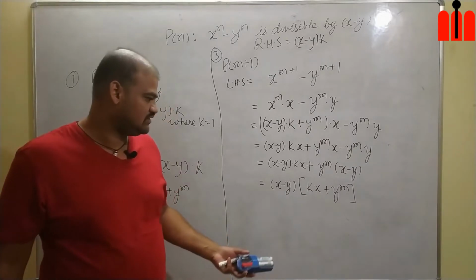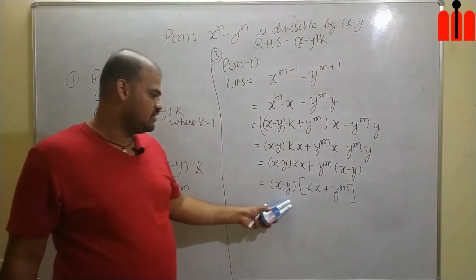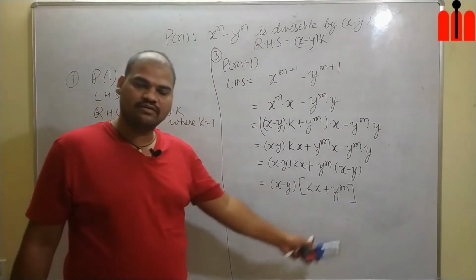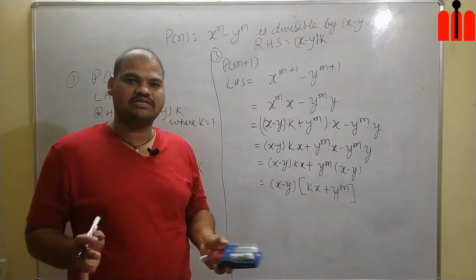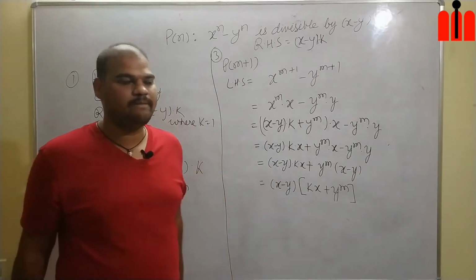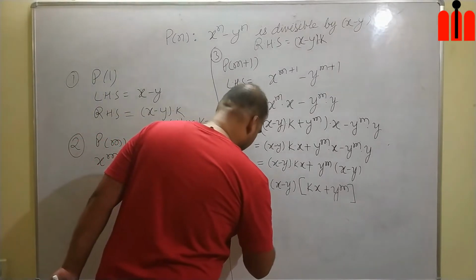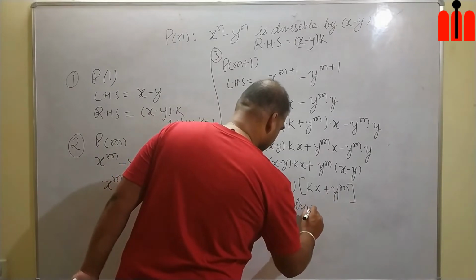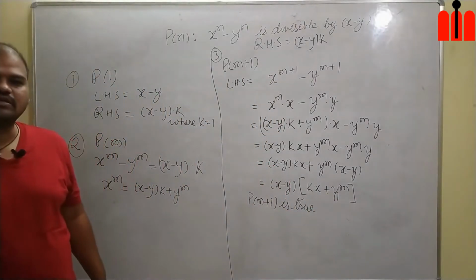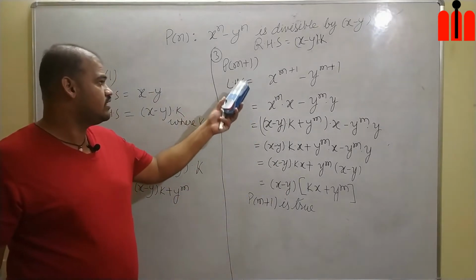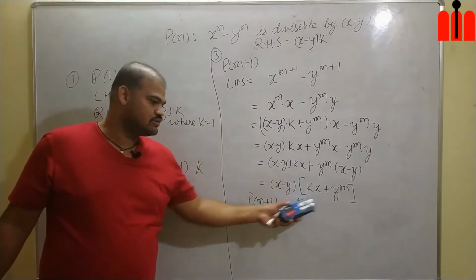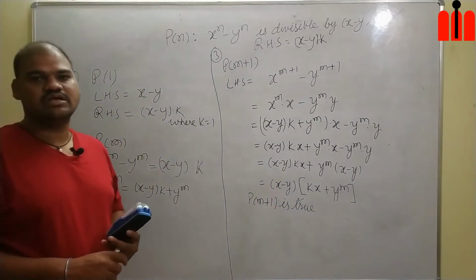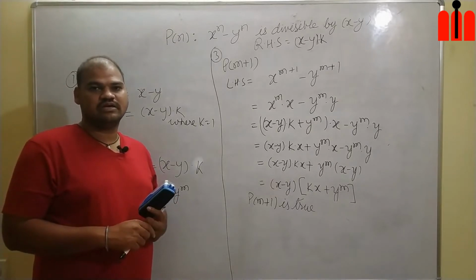So this will be again in the form of (x − y) into something. (x − y) into something means it is divisible by (x − y). That means my P(m+1) is true. Okay, so what is my conclusion? My conclusion is Pn is true. So here (x − y) into some number, so it is divisible by (x − y). That's why my P(m+1) is true. This completes the category 10 problem.